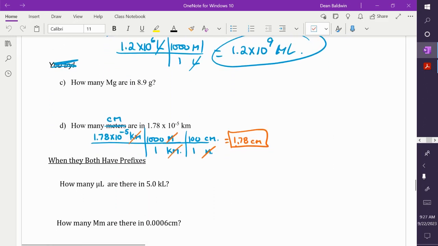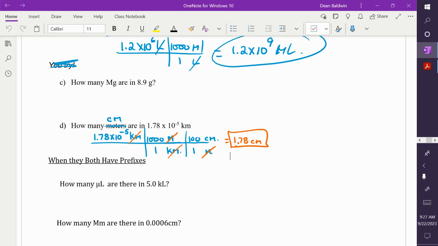Sometimes you have to do 2 steps. So if I ask you how many centimeters are in 1.78 times 10 to the minus 5 kilometers, our base unit for length is meters. So the first step is to get it to the base unit. So that's why we convert what we have, the kilometers, into meters. I want the kilometers to go away. And then I can convert the meters into centimeters.